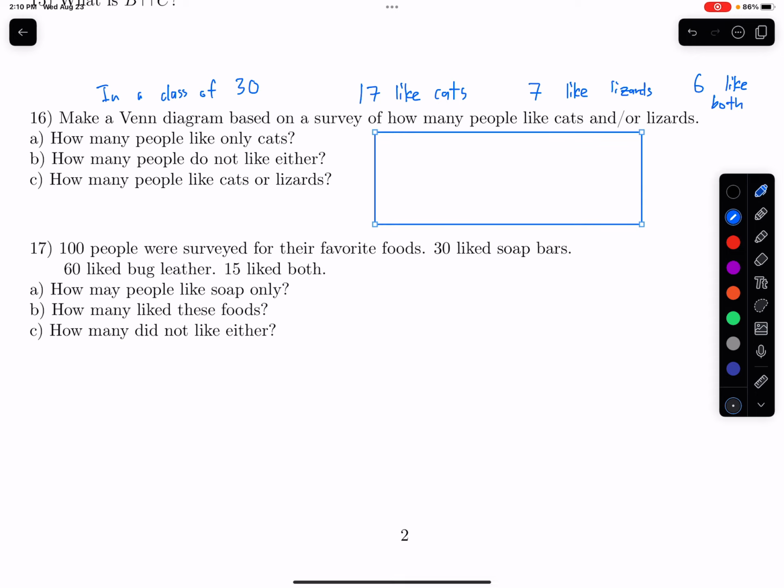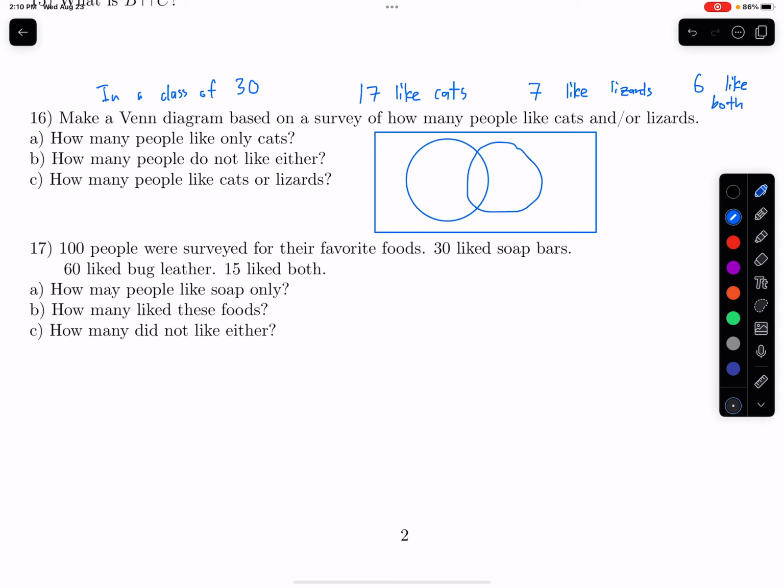Well, the first tip is to always start with the overlap. So here, I'm going to draw my universe. Whoa! My circle's so bad. You thought it was a septagon or something. Okay, anyway, so here's the likes cats category. Here's the likes lizards category. Here's my universe of people. The universe of the 30 people, actually.